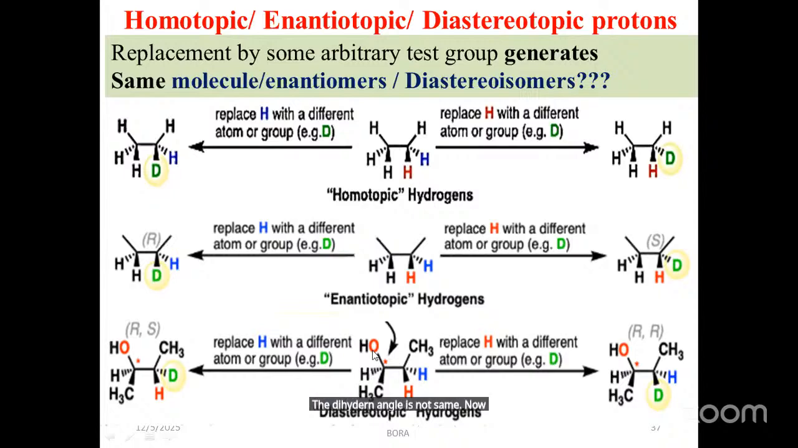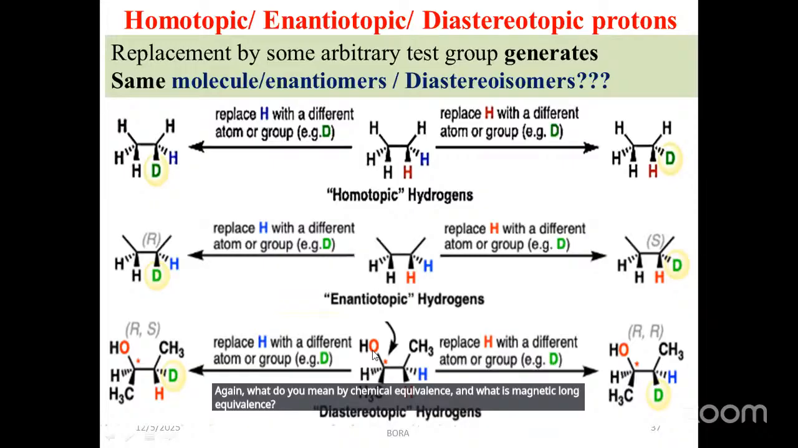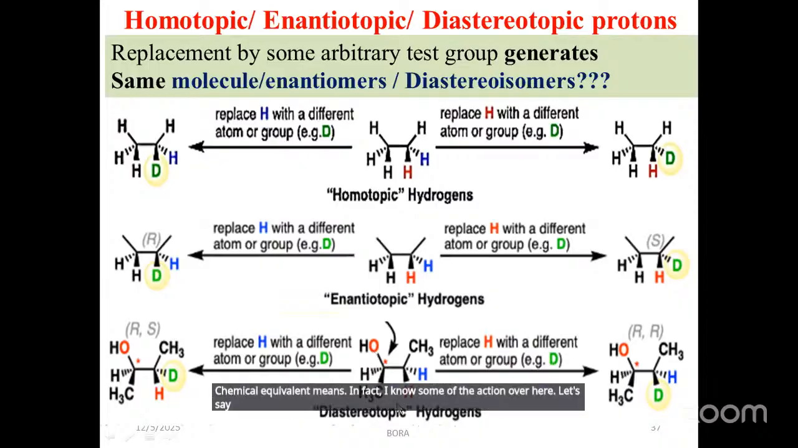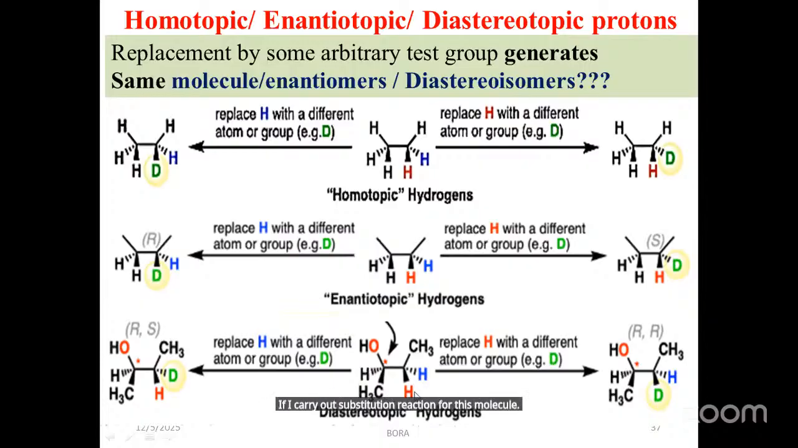Now such two protons are called chemically equivalent but magnetically non-equivalent protons. Again, what do you mean by chemical equivalence and what is magnetic non-equivalence? Chemically equivalent means if I carry out some reaction over here, let's say a substitution reaction for this molecule, whether I replace this hydrogen by some X or whether I replace this red hydrogen by X, I get the same compound. I'll not get a different compound. Then these two protons will be called chemically equivalent protons.